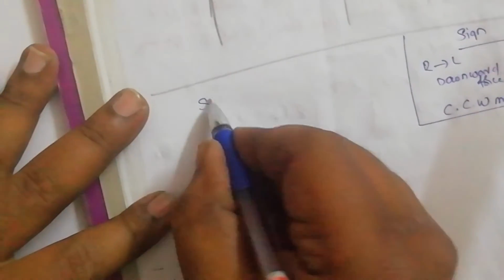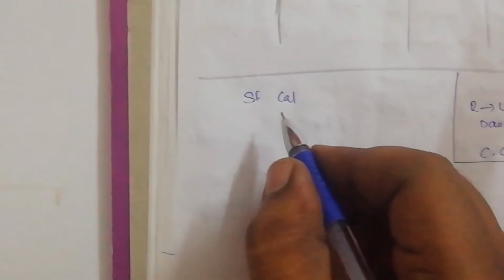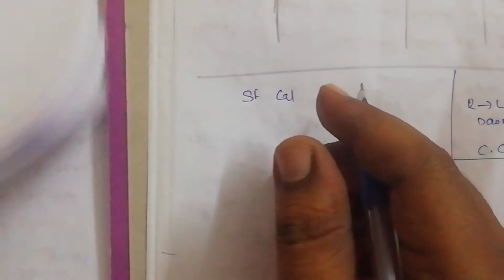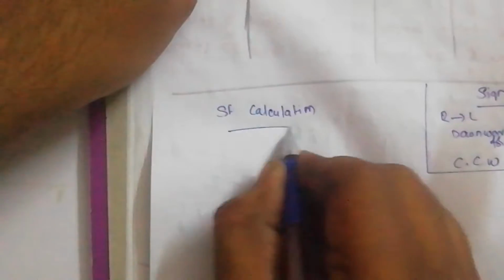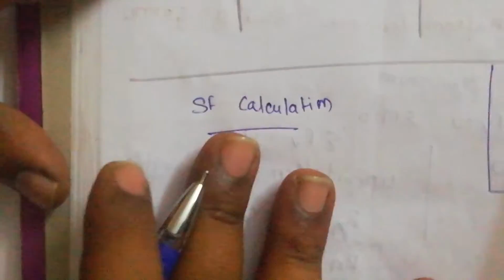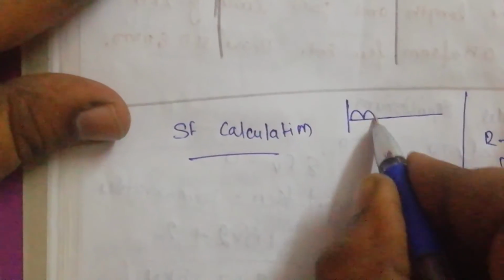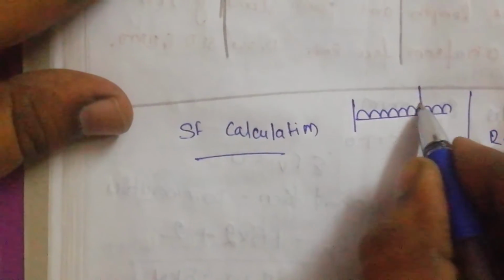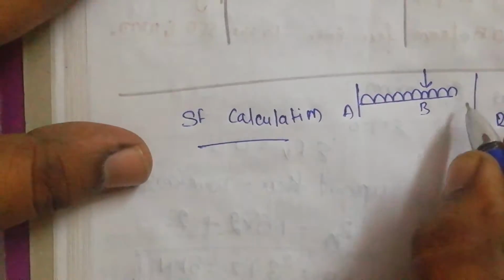Since you are having 3 points here, C, B and A, let us solve it. Shear force calculation. We already know how to draw the shear force calculation, so I will try to solve it. I will try to draw the beam here for my simplification. Okay, this is point A, this is point B, this is point C.